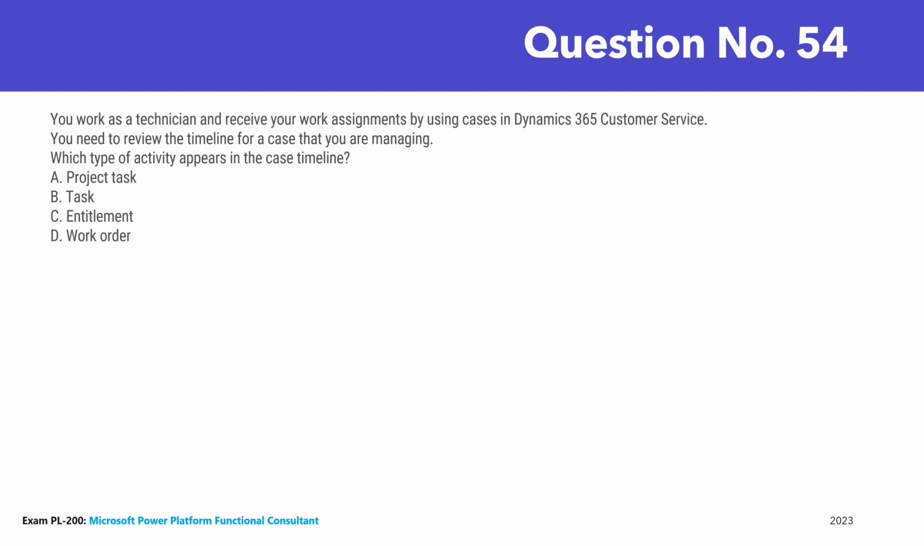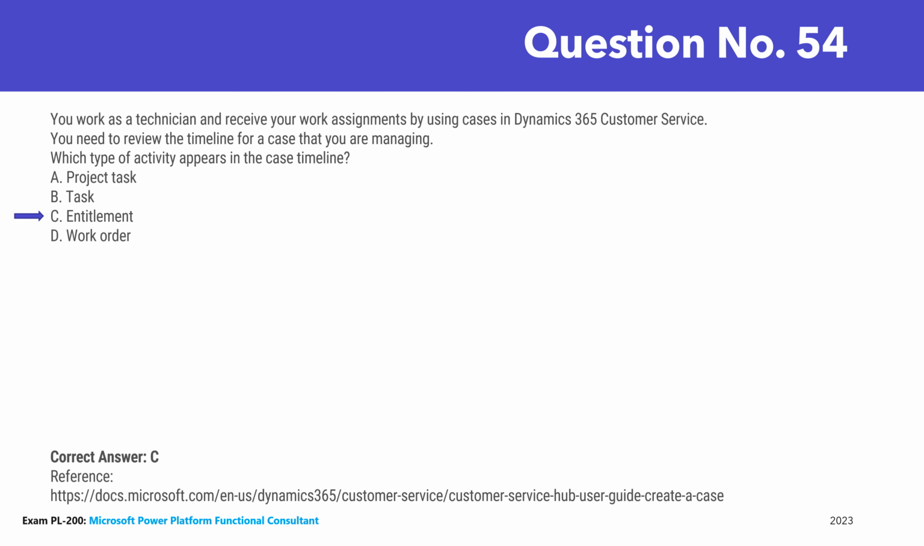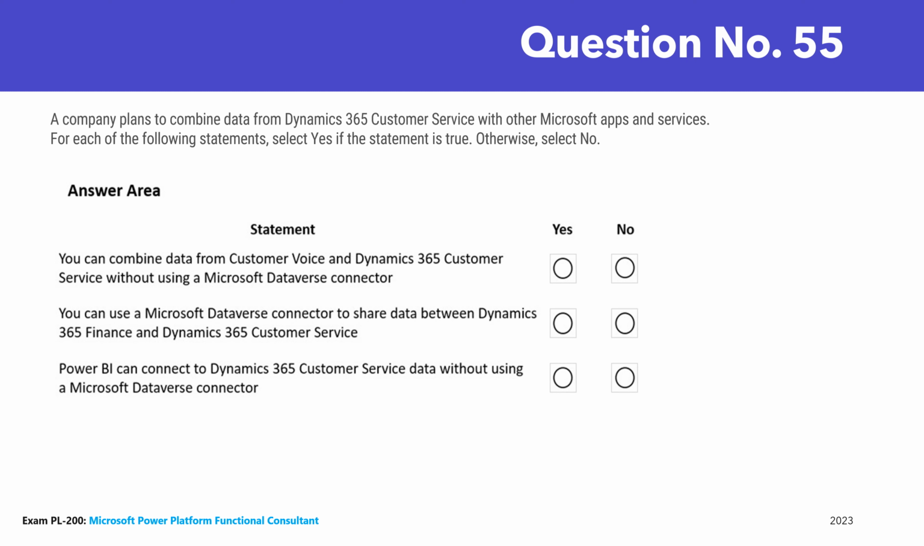You work as a technician and receive your work assignments by using cases in Dynamics 365 customer service. You need to review the timeline for a case that you are managing. Which type of activity appears in the case timeline? A. Project task. B. Task. C. Entitlement. D. Work order. Correct answer, C.